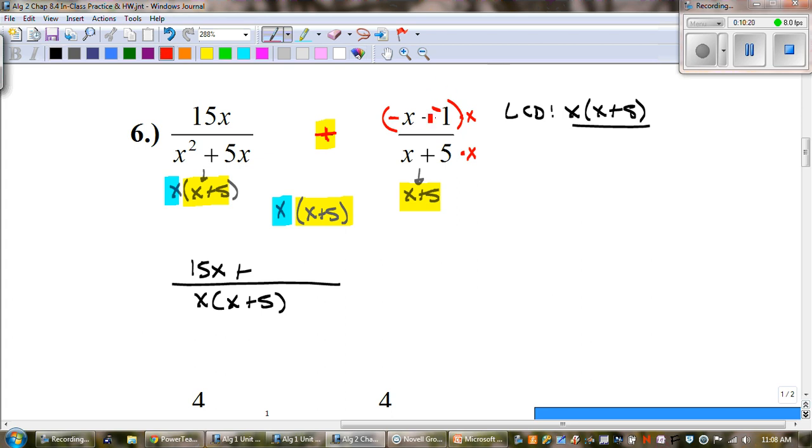And now we have negative x times x, which gives us negative x squared. And negative 1 times x is negative x. So we're going to write this in order. Negative x squared plus 14x. Mr. Grice, how'd you get negative x squared plus 14x? Well, I combined my like terms too, guys. You can do that.